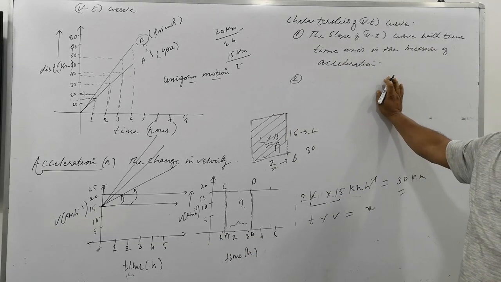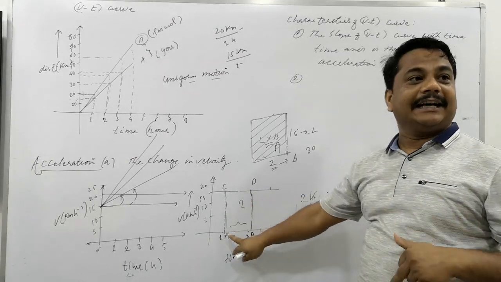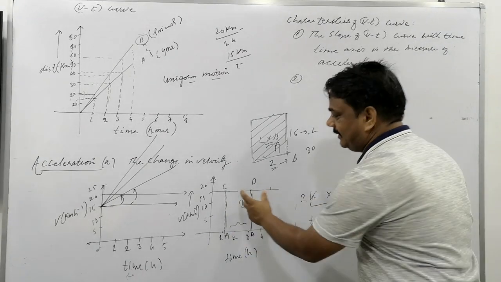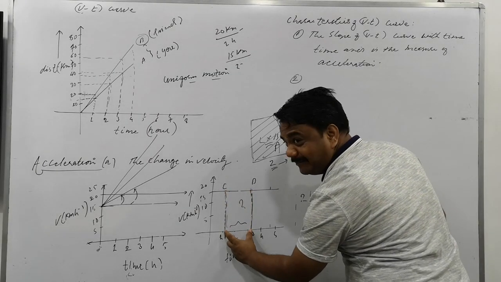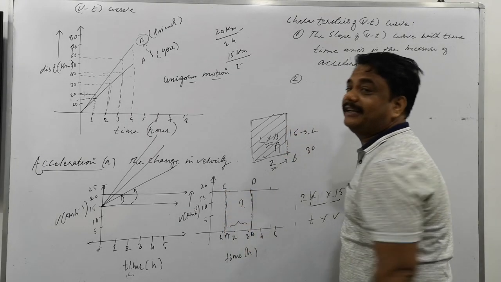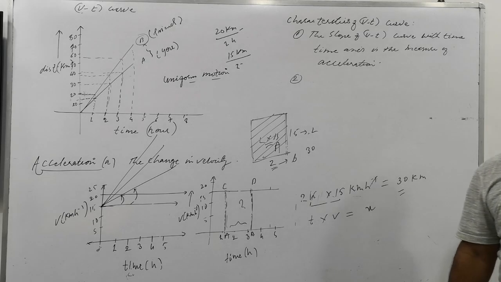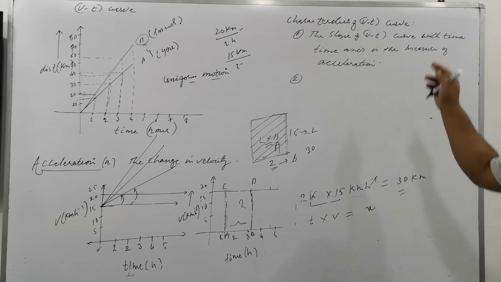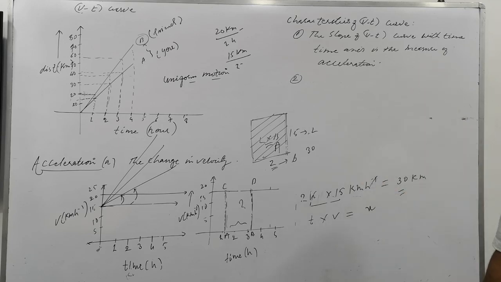the area between the VT curve and the time axis. This is the VT curve and this is the time axis. The area between the VT curve and the time axis is numerically equal to the distance or displacement. Is that clear? They are the two characteristics of the VT curve. First, the slope gives you acceleration. Second, the area between the VT curve gives the displacement.